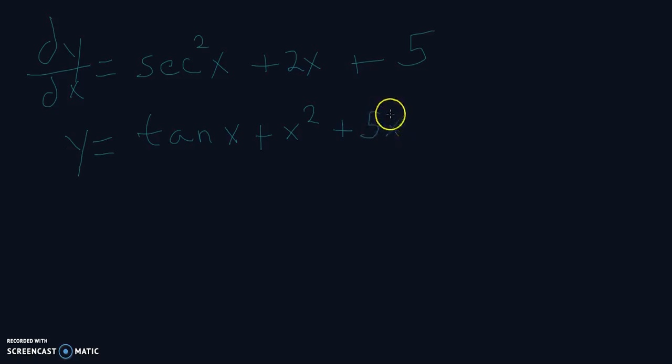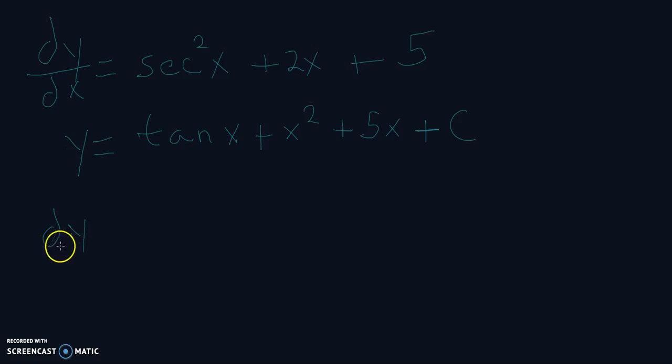Now, whenever you do this, you have to add a c because there's millions and millions of derivatives of this function that will give you the same exact answer. So we're going to put c because it could be 1, 2, 3, 100, 1 million, and so on. So let's do another one.